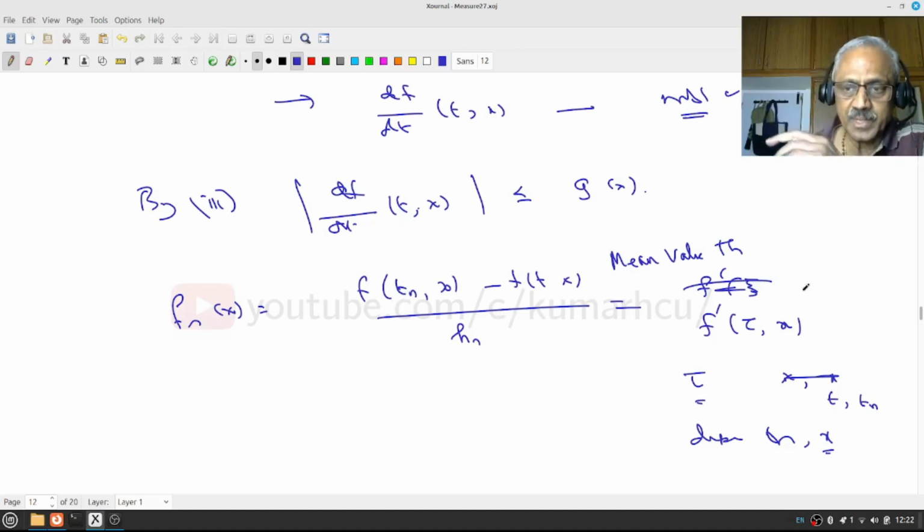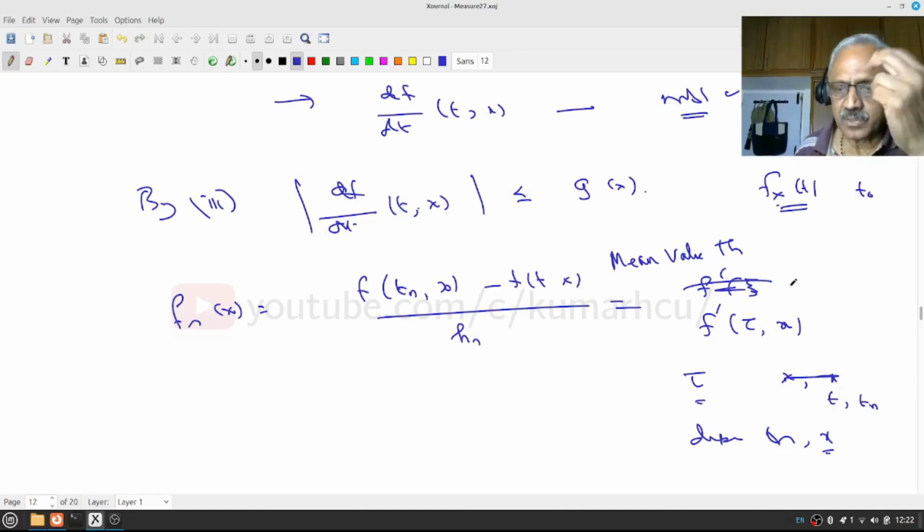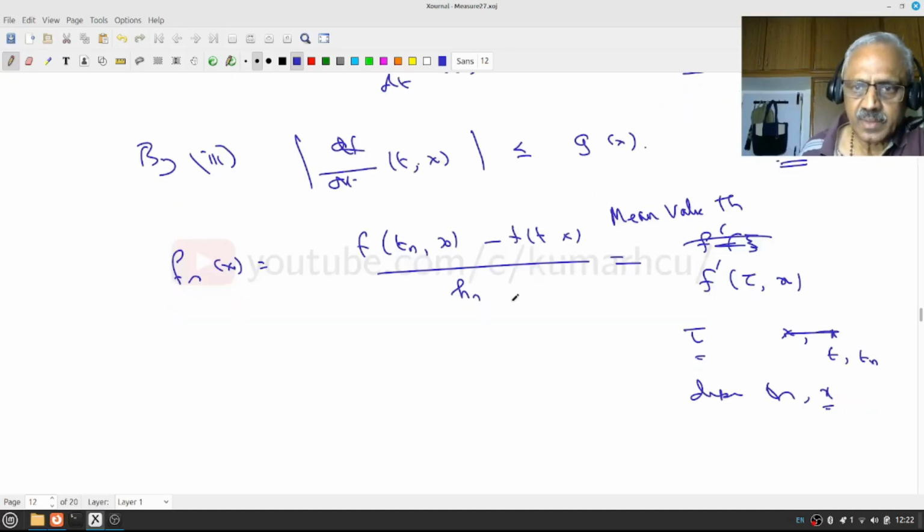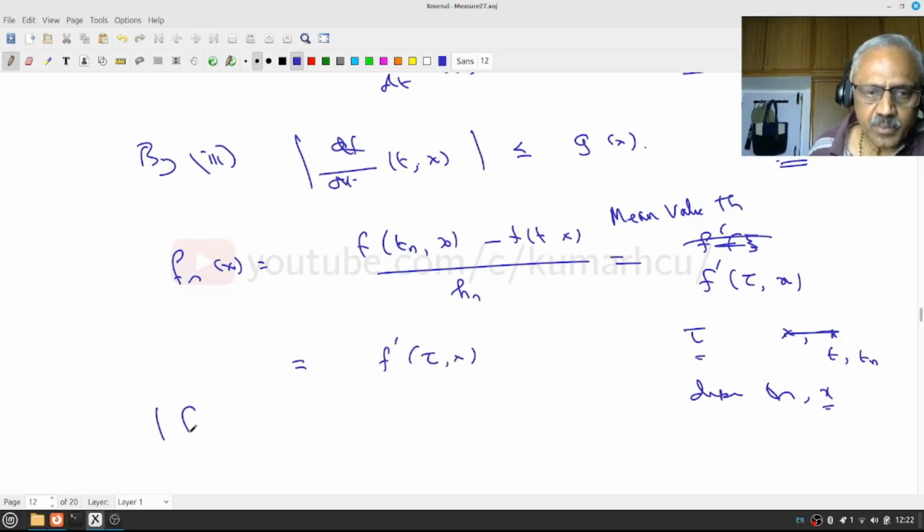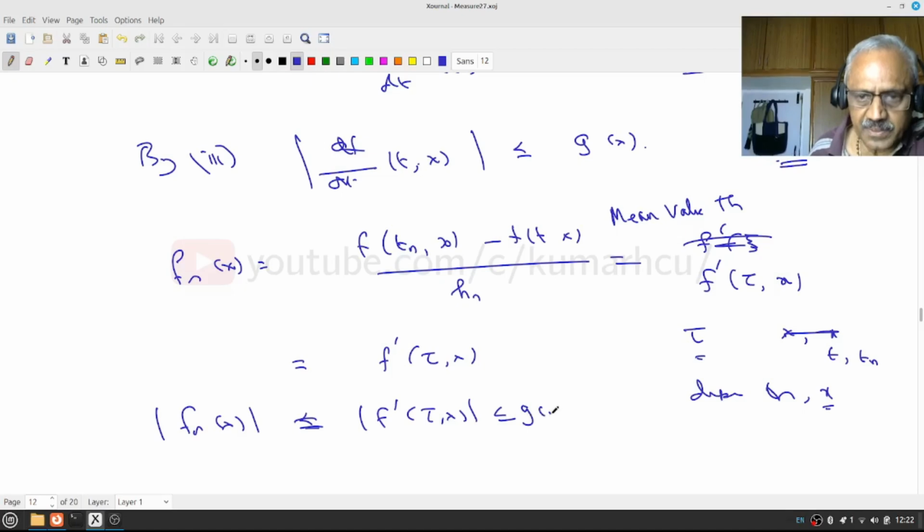Therefore, I am applying it to this function. If you want, think of this as a function. This is differentiable at t naught, right? So I am applying the mean value theorem to this function. Therefore, that will also depend upon x. Is that clear? Therefore, this fellow is nothing other than f dash tau of x. Therefore, mod fn of x is less than or equal to mod f dash of tau x, but that's less than or equal to g of x.